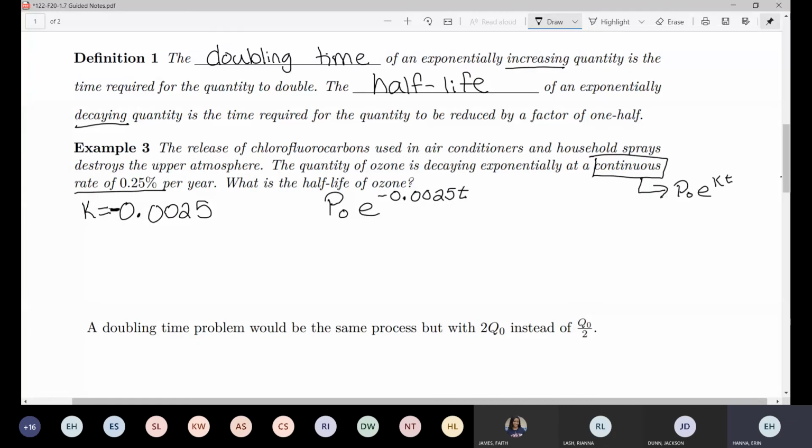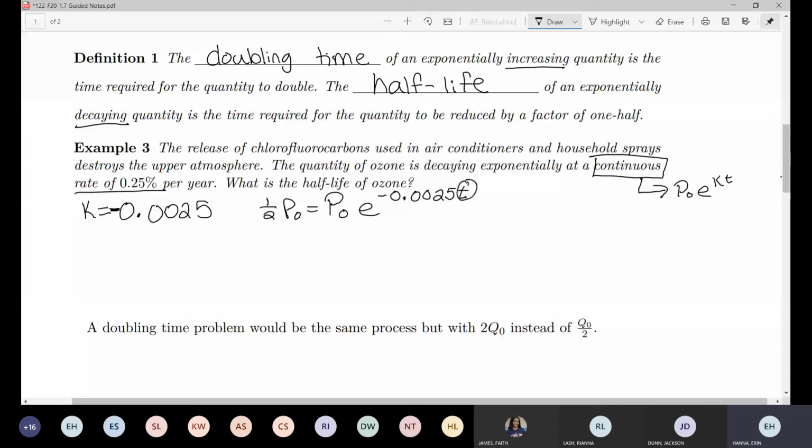There it is. So that's all I know for my equation. But when I ask about the half-life, I want to know the time it takes for the initial value to be cut in half. So I want the final value to be half of what I started with. I don't need to know what it is. I just say it's half of that value. I don't care what it is.